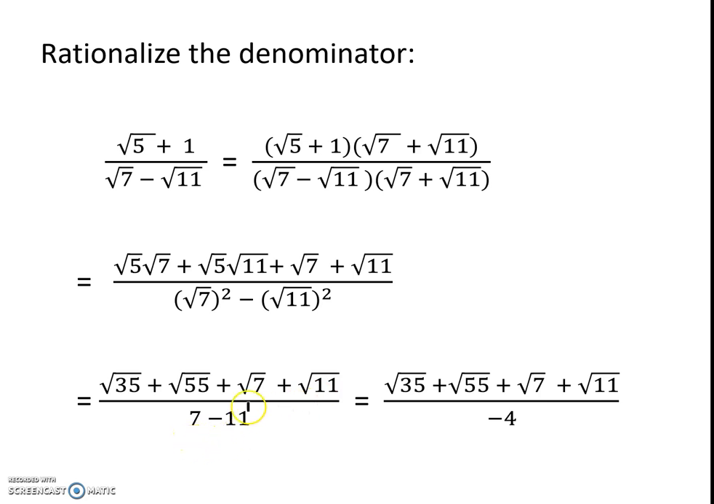Continuing to simplify, we can take that 7 minus 11 and find that it's a negative 4. None of the radicals up here simplify anymore, so we're left with the radical 35 plus the radical 55 plus the radical 7 plus the radical 11, all of that divided by a negative 4.